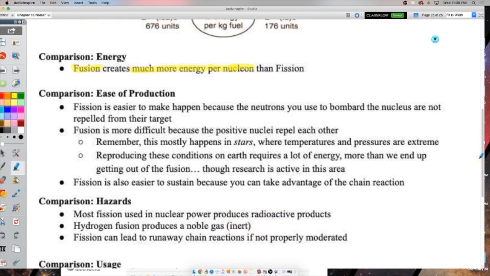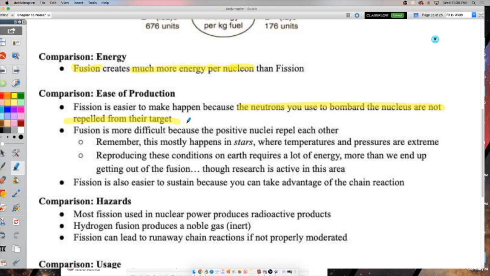reactors? Well, fission is a lot easier to make happen, okay? Why is it easier to make happen? Well, one of the big reasons is that the neutrons don't care. They'll go into the nucleus and then make fission occur, right? Compare that to fusion. What are you trying to do? You're trying to force two hydrogens together. Those are two protons. They really don't want to be together.